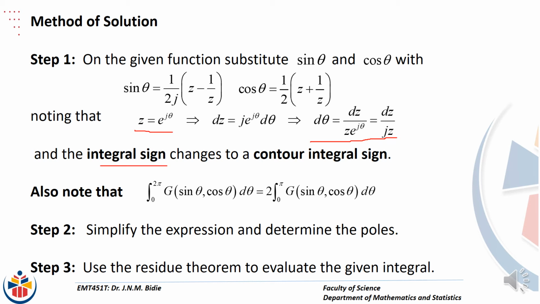And then the next step, simplify the expression and determine the poles. And thereafter, step 3, use the residue theorem to evaluate. So it's very important that you do the correct substitution, correct simplification, correct calculation of the poles, so that we can be able to calculate the residue. Also remember the unit circle. That means the modulus of z equal to 1 is our C. Need to always remember that for these types.